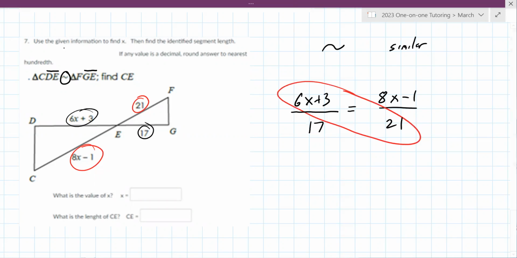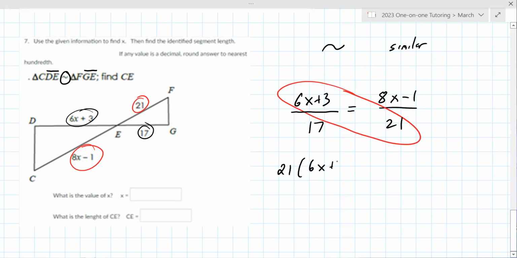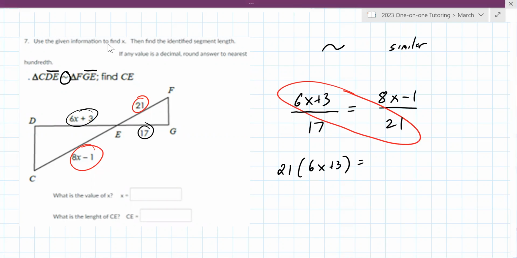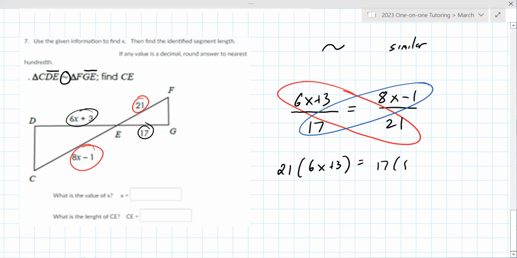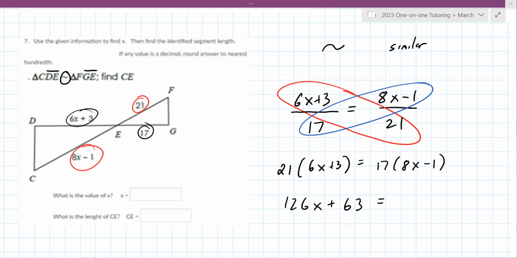Yes, 21 times 6x plus 3 equals, and then you go the other direction, 17 times 8x minus 1. So you need to grab a calculator, make sure you get all the multiplication stuff correct. You got 126x plus 63 equals, and then 17 times 8 is 136x minus 17. Add 17 to both sides.